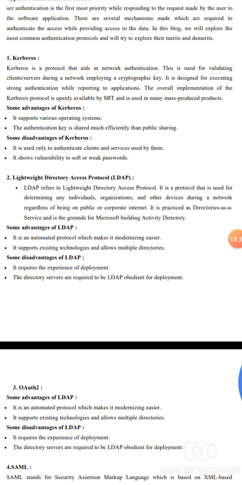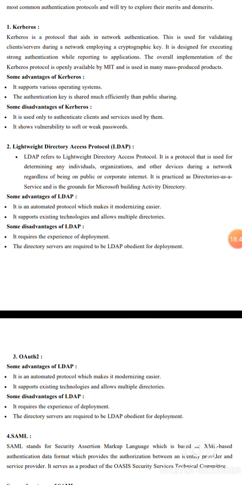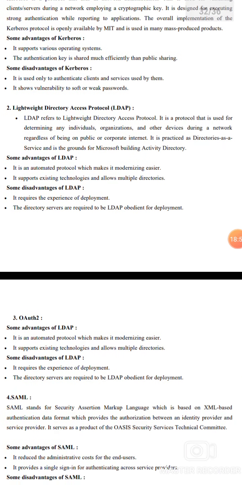Some advantages of Kerberos: it supports various operating systems and shared and public key authentication. Some disadvantages: it is used to authenticate clients and the services that use them. It shows vulnerability to weak or soft passwords.